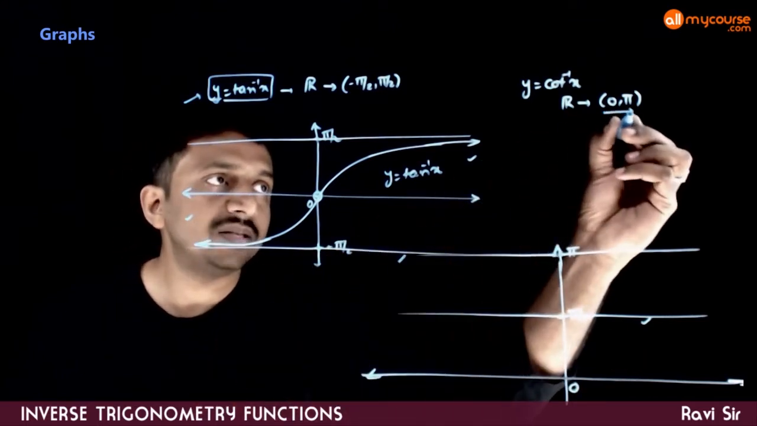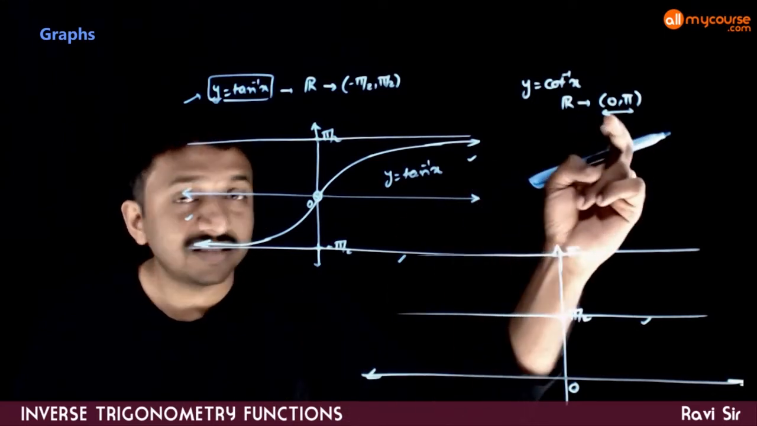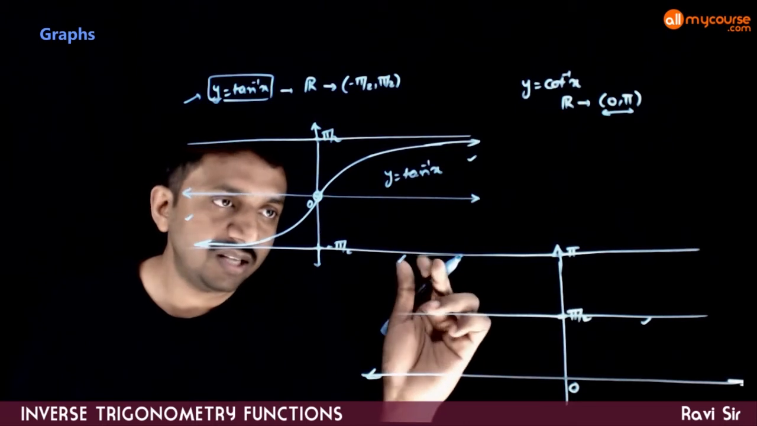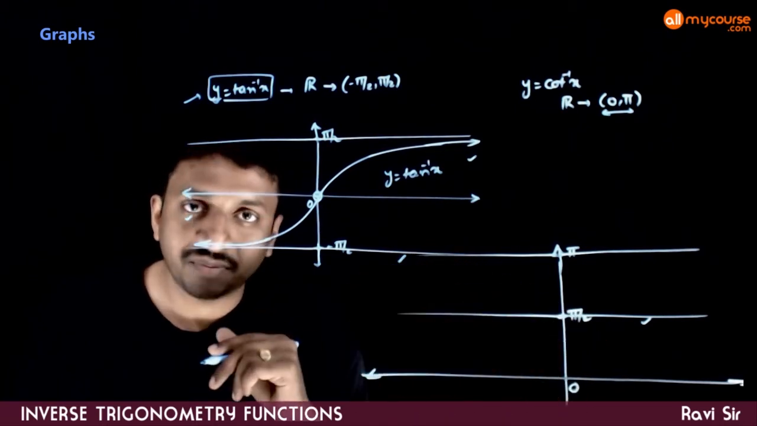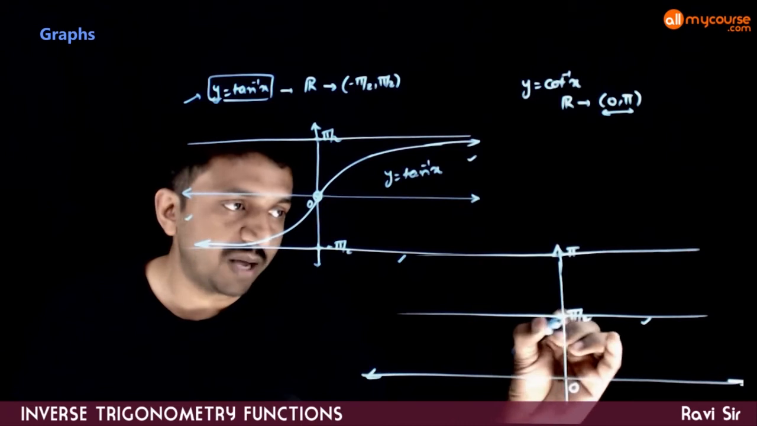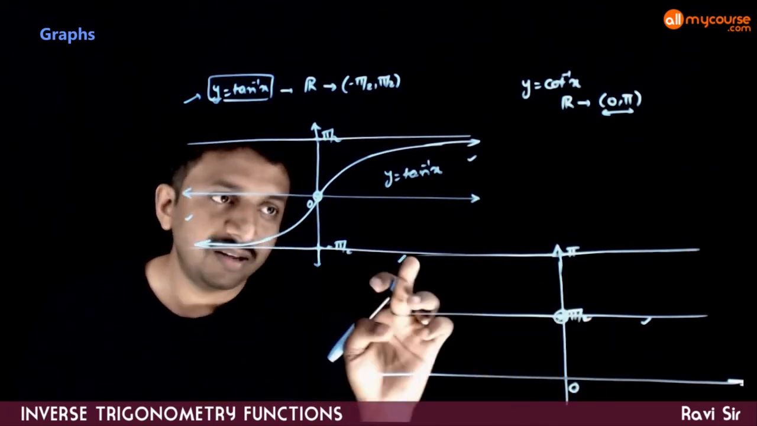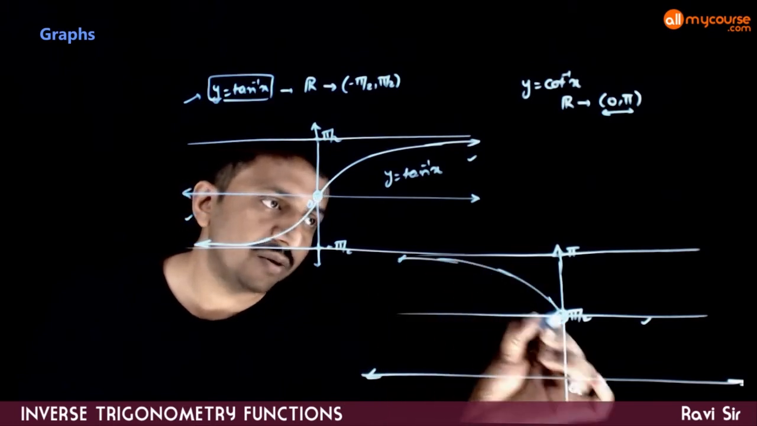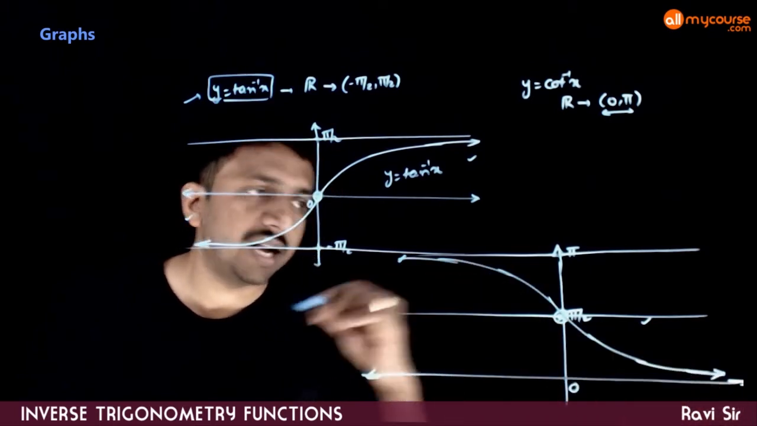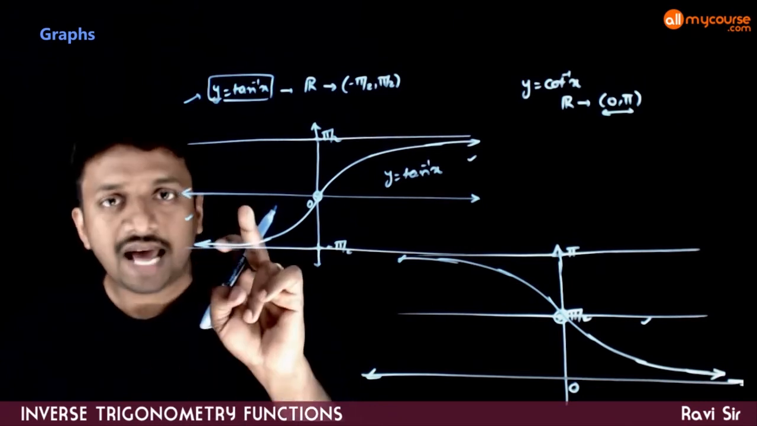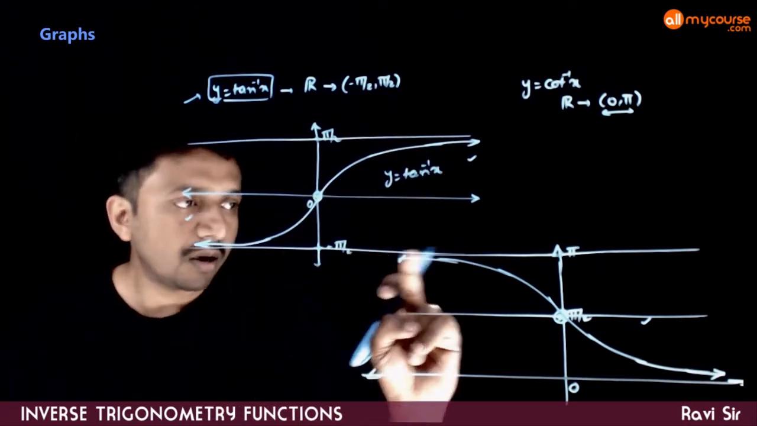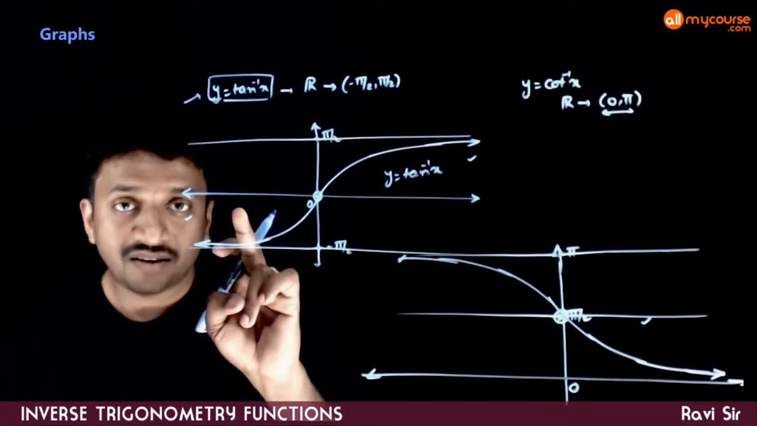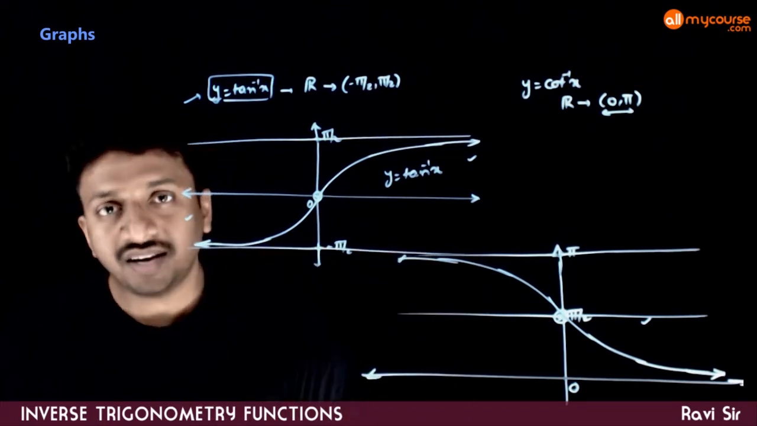The range is open 0 to pi. That means the graph has to touch 0 and pi asymptotically. So these two lines have to be touched asymptotically. Cot inverse of 0 is pi by 2, so it passes through this point. It has to touch these two lines asymptotically. So the graph has to look like this. This is how the graph looks like. Tan inverse is an increasing function. Cot inverse is a decreasing function.